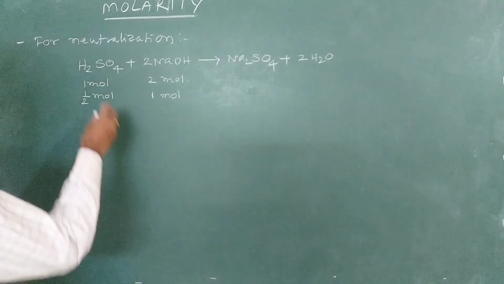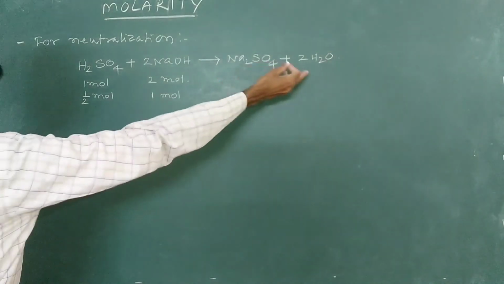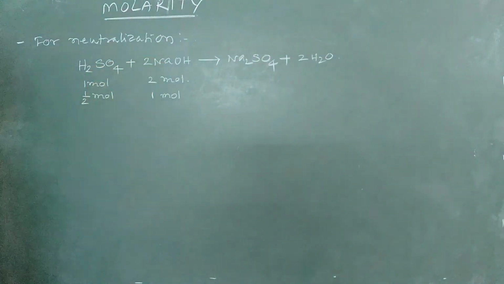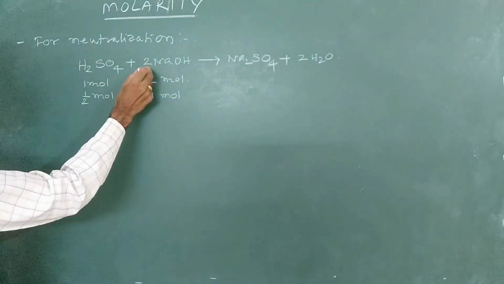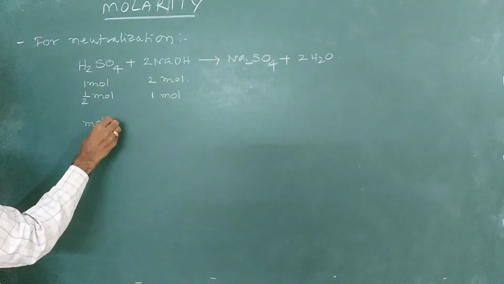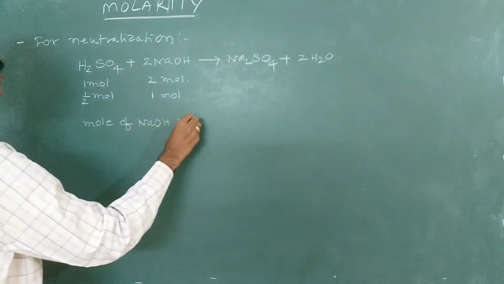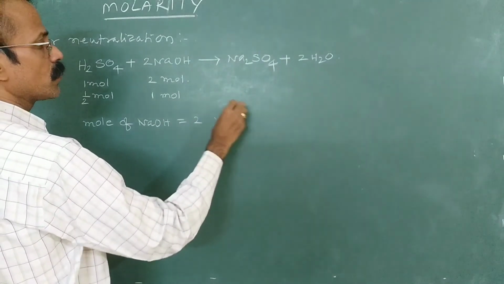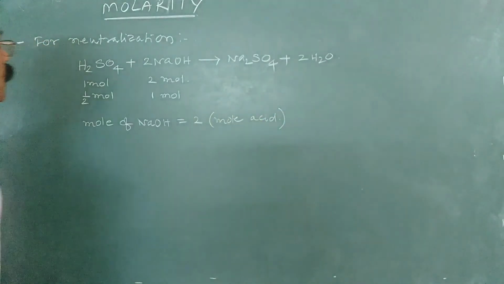Here sulfuric acid is reacting with sodium hydroxide to form sodium sulfate and water. As per the balanced chemical equation, 1 mole of sulfuric acid reacts with 2 moles of sodium hydroxide. So the moles of base is equal to twice the moles of acid, that is sulfuric acid.